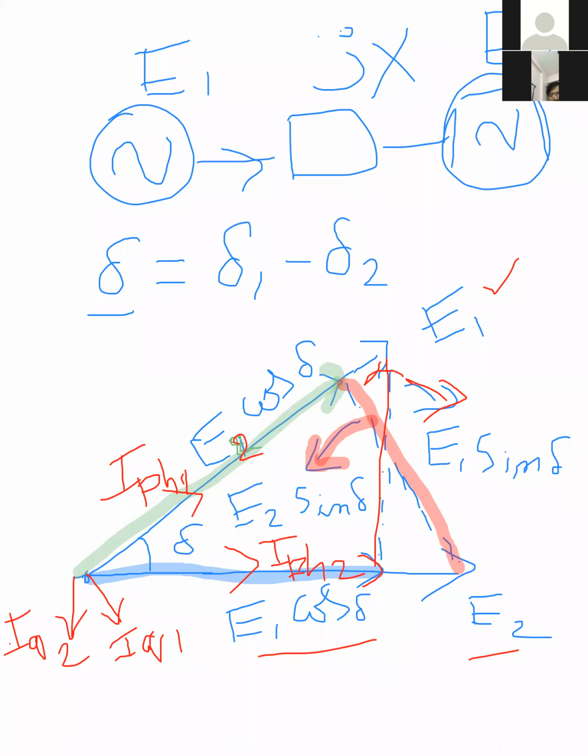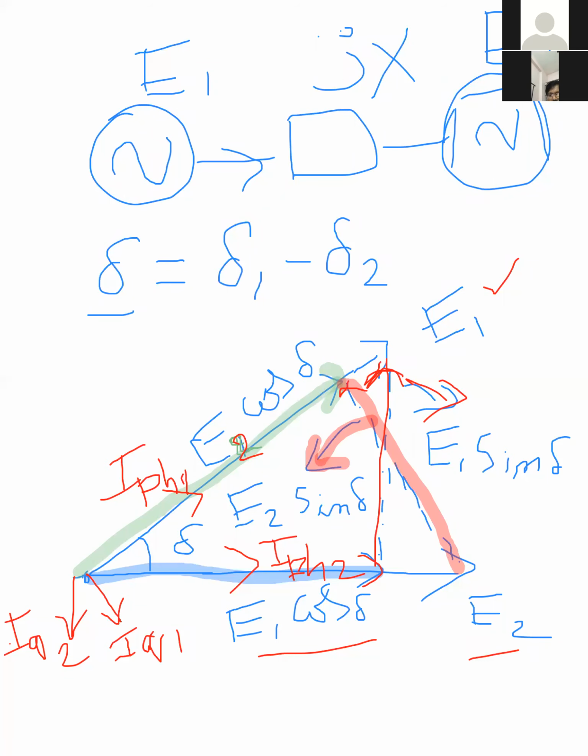Very simple, I have drawn perpendiculars to both the lines from the ends, the E1 and E2 ends. Then I just resolved E1 along E2, E2 along E1, and also along the perpendicular direction.